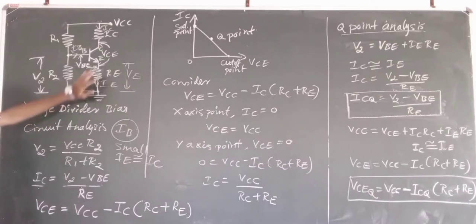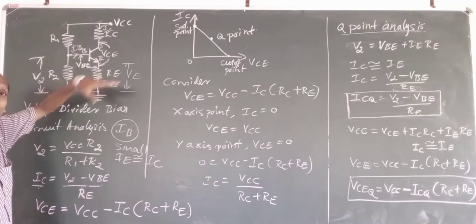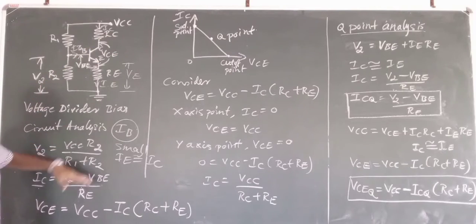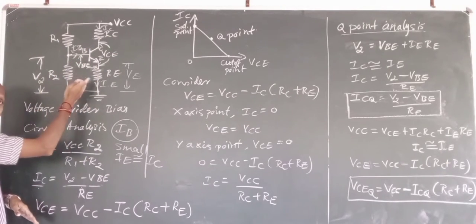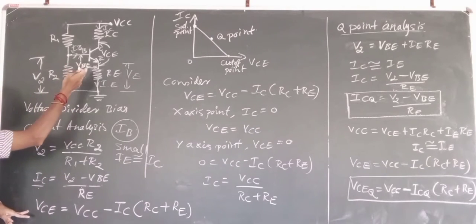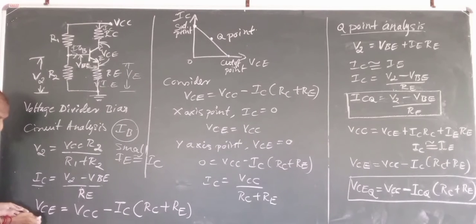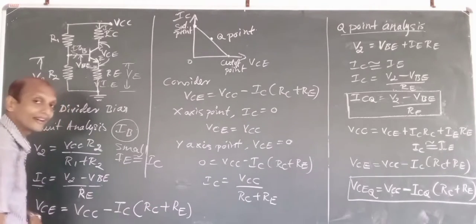If I apply Kirchhoff's voltage law at the collector circuit or the output circuit, we can say collector circuit is the output circuit, and base circuit is the input circuit, isn't it? If I apply Kirchhoff's voltage law at the collector circuit, I can make out the final equation. VCE will be equal to VCC minus IC into (RC plus RE).